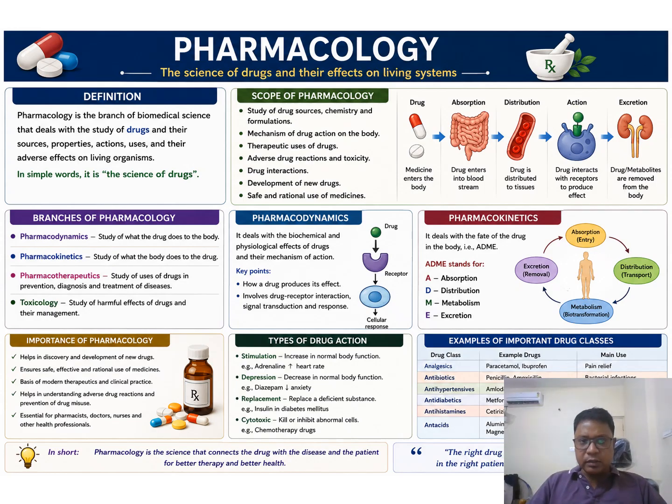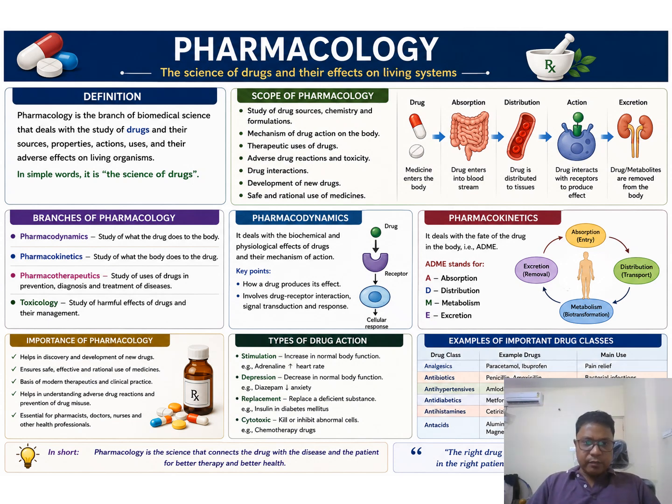So what is the scope of pharmacology? Study of drug sources, chemistry and formulations, mechanism of drug action on the body, therapeutic uses of the drug, adverse drug reactions and toxicity, drug interactions, development of new drugs, and safe and rational use of medicines. So how does a drug work? We can see that the drug is taken, and it will first be absorbed, then distributed, then act, then be excreted.